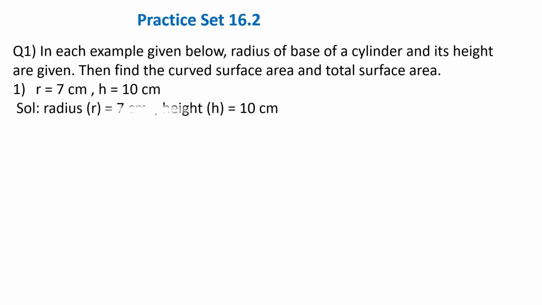So you will write the solution. Radius r is equal to 7 centimeter, height h equal to 10 centimeter. Now to find the curved surface area of cylinder, you will use the formula, that is, curved surface area of cylinder equal to 2 pi r h.